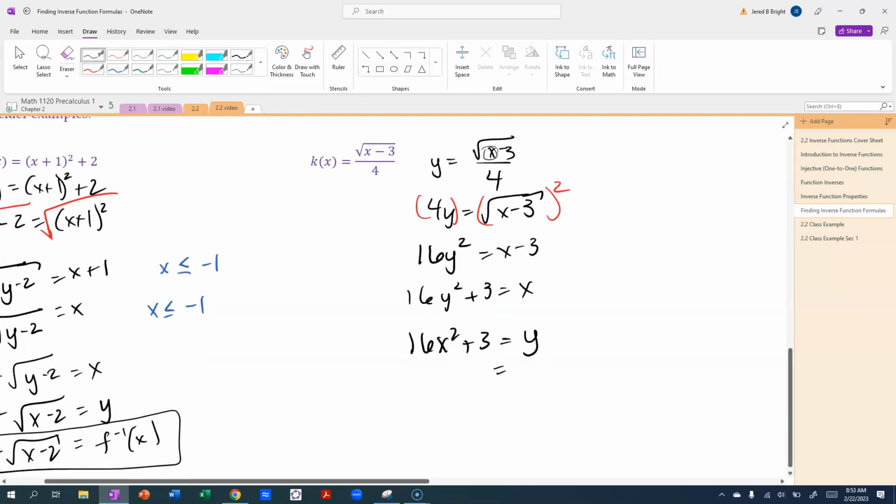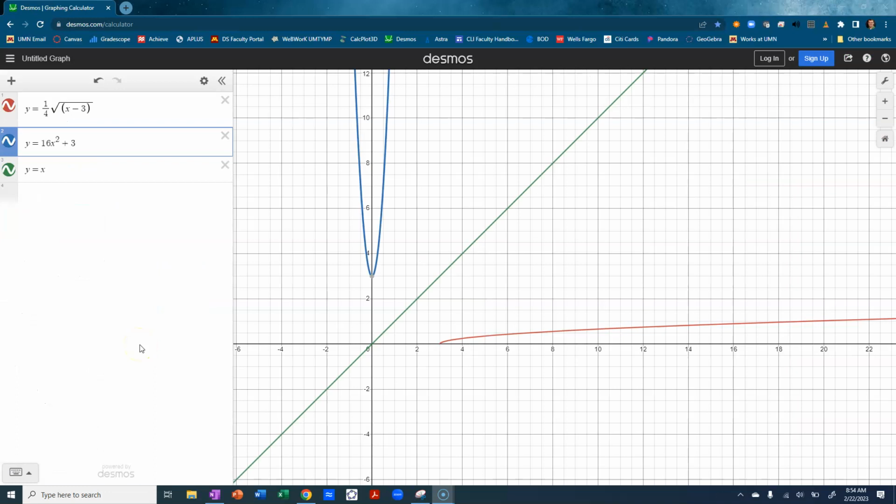And then do the inverse, 16x squared plus 3. Let's see what these things look like graphically. So here are the functions, and remember they should be symmetric across the line y equals x, but they don't look very symmetric.